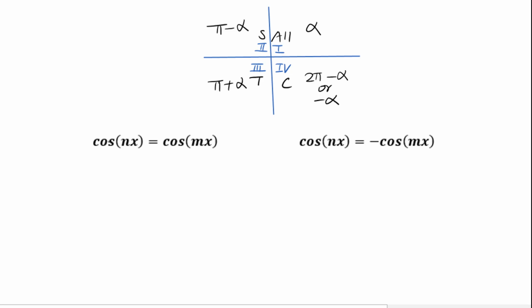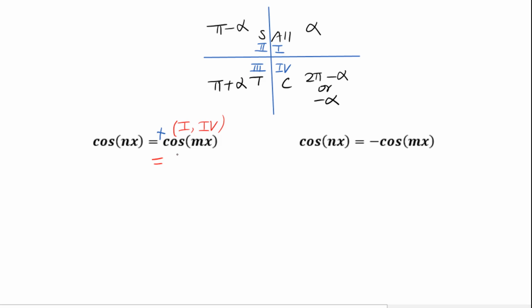In this video, I will show you how to solve cosine nx equals cosine mx or cosine nx equals negative cosine mx. For the first equation, this is a positive cosine. Positive cosine will be in the first and fourth quadrant. So we assume mx equals alpha. So for the first quadrant, it will be cosine mx.